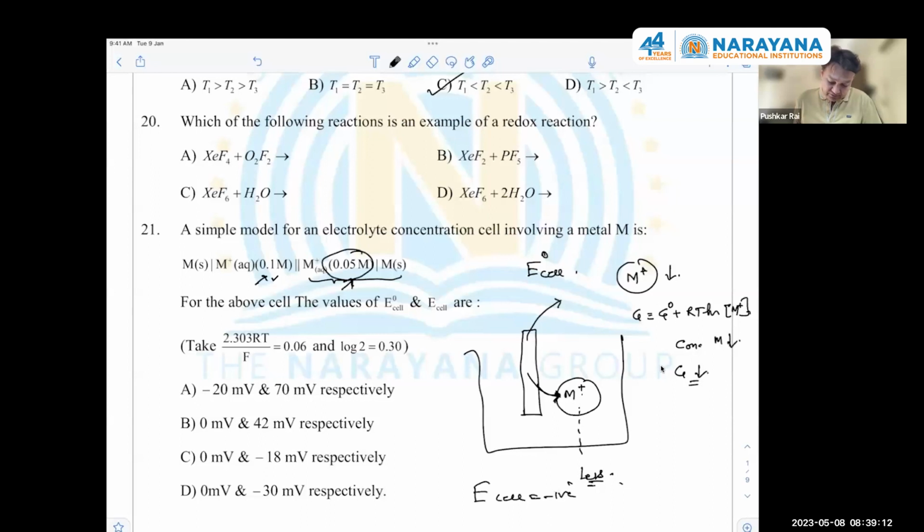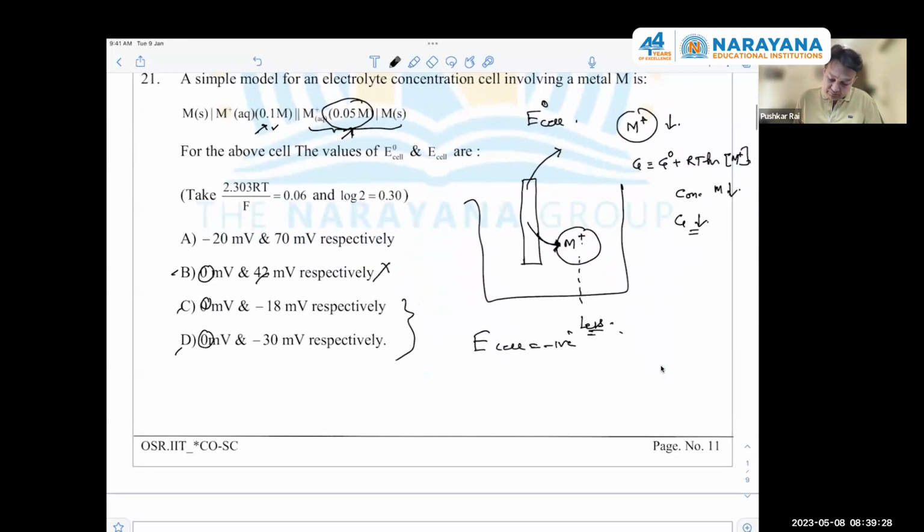If E cell is negative, and one thing is sure that there should be zero, you have three options B, C, and D, where there is 0, 0, and 0. There is one positive value, you can discard this. So the competition is between C and D, and then you have to solve it to get the answer.